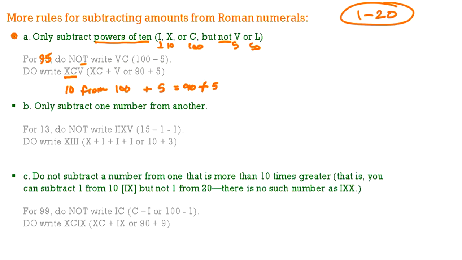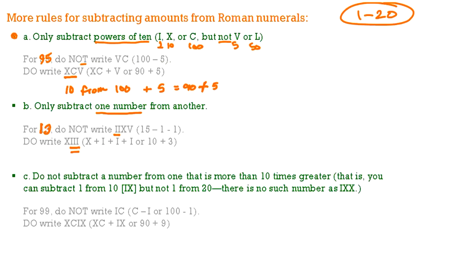And then only subtract one number from another. You can't have something like this where there's 2 subtracted from 10. That's not going to work, okay? And so we're going to have to do this for the number 13. We're going to build it, because we can have 3 letters in a row. So we start with 10, 11, 12, 13. So subtract only one of the numbers from another. And those numbers that you're subtracting can only be powers of 10. And so, like I said, I, X, and C are the legal things you can subtract.